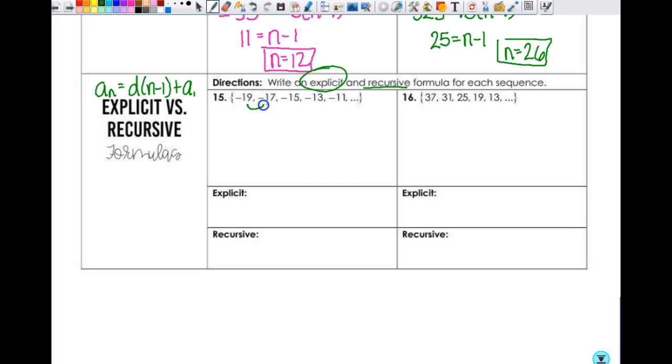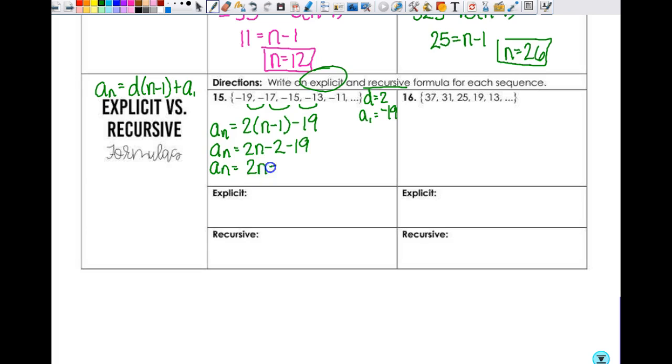So here, what is the common difference? Plus 2. So d is equal to 2. A sub 1 equals negative 19. So a sub n is equal to 2 times n minus 1 minus 19. Then we're supposed to clean it up. So a sub n is equal to 2n minus 2 minus 19. So a sub n equals 2n minus 21. So is that explicit or recursive? Explicit. So this is your a sub n equals 2n minus 21.